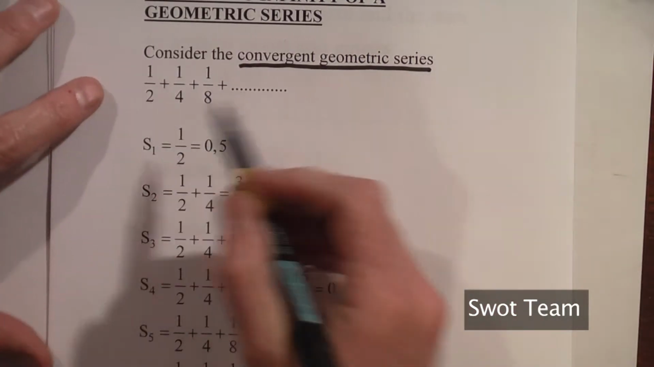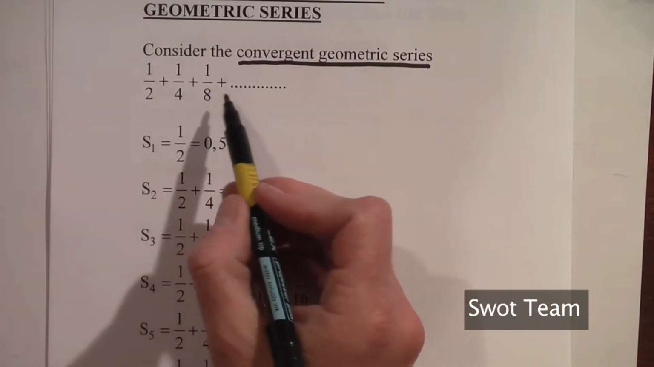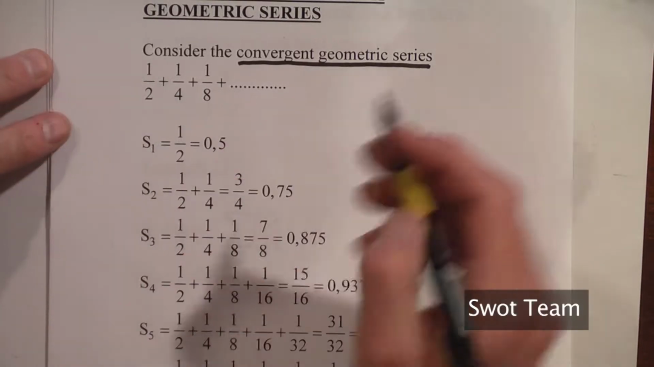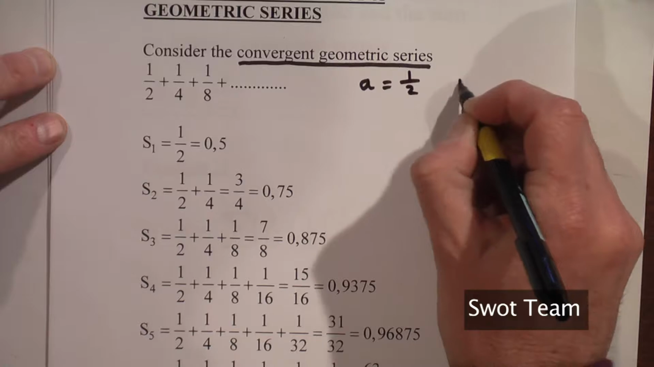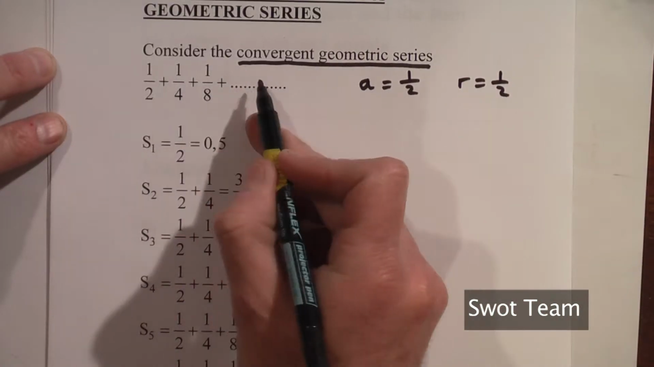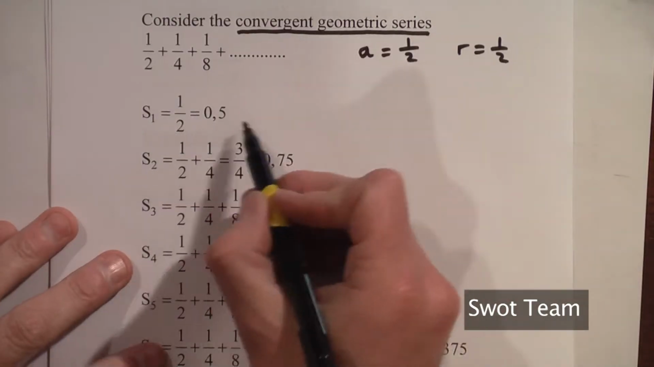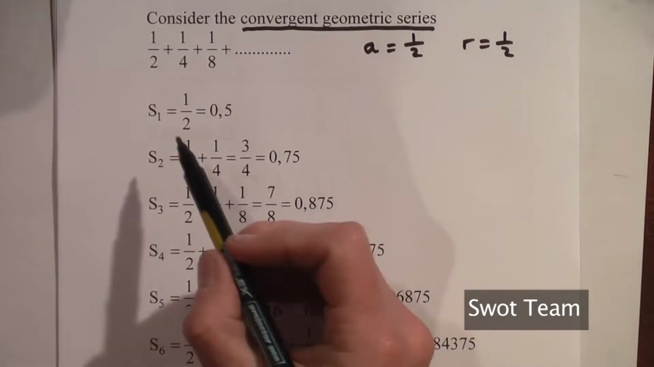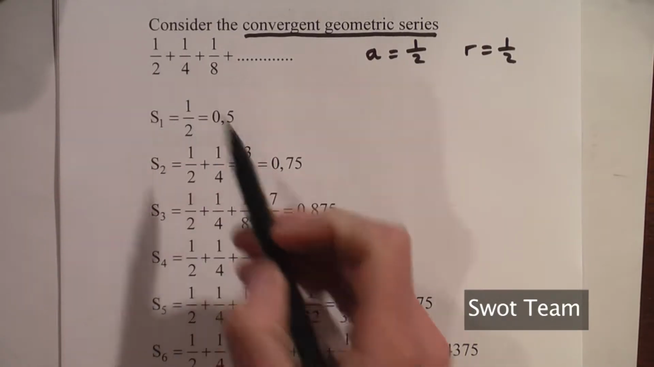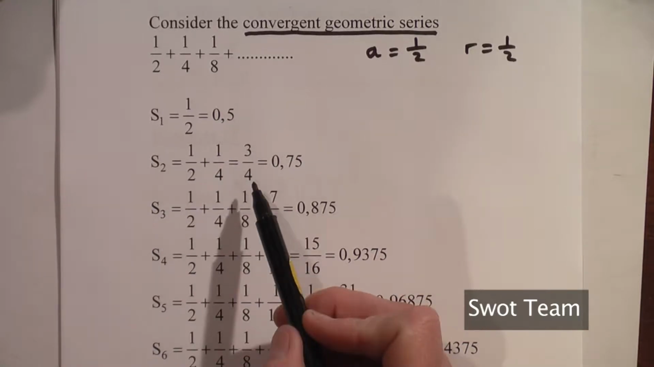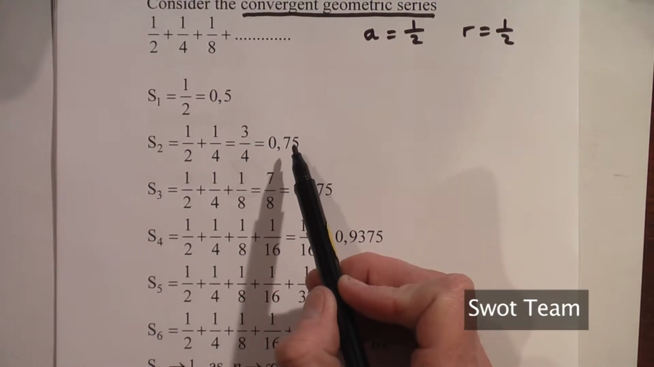Okay, now look at this. This is convergent because it kind of goes down, but there's a set thing that's happening. The first term, of course, is a half. The constant ratio is a half because you keep multiplying by half. Now watch this. Let's start with the sum of the first term. Well, there are no terms, so you bring a term in. So the sum of the first term is a half, which is 0.5. Now the sum of the first two terms would be a half plus a quarter, which is 3/4, giving me 0.75.